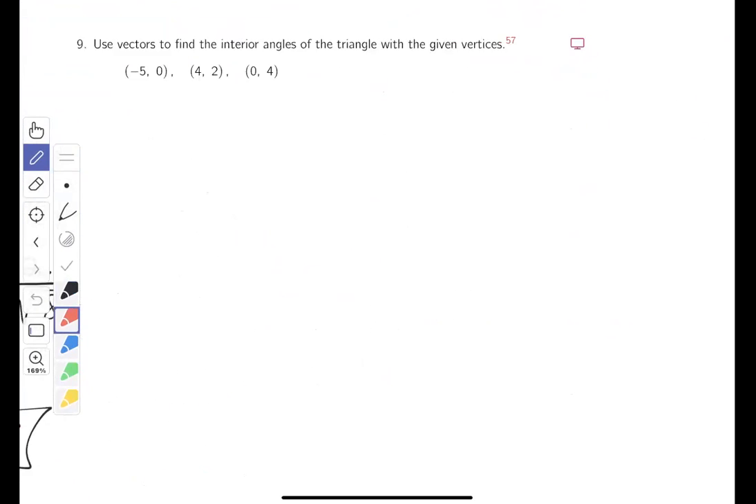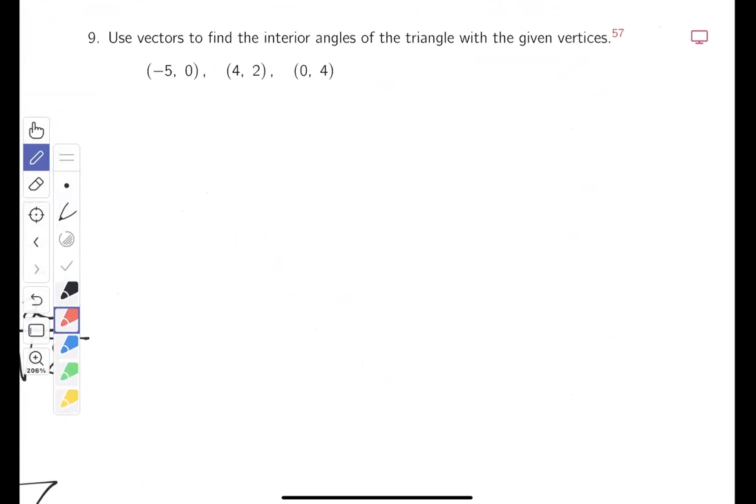And 9 is right here. All right. So it says use vectors to find the interior angles of the triangle with the given vertices. Now, certainly, some people can do this pretty quickly. Other people take time to do it. Some people may do it differently, but I want to point out, do they use vectors? So my first goal over here is I want to see what the vectors are.